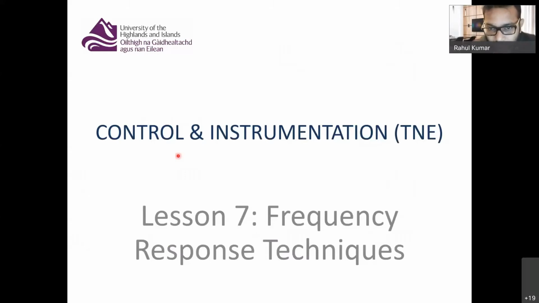So I will be covering all the remaining topics in today's class. The last topic that we have to discuss today is frequency response technique. Now, frequency response technique is a graphical method. So we draw some graphs and diagrams in this method to analyze our system.